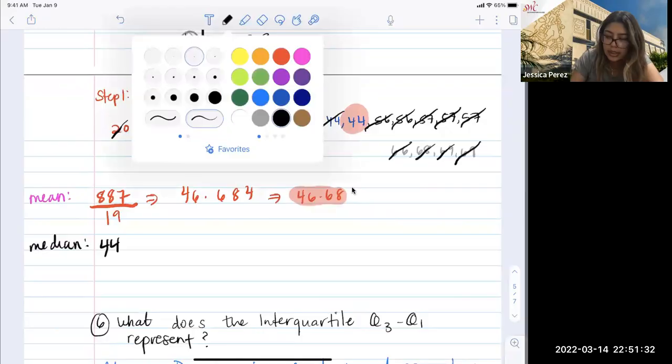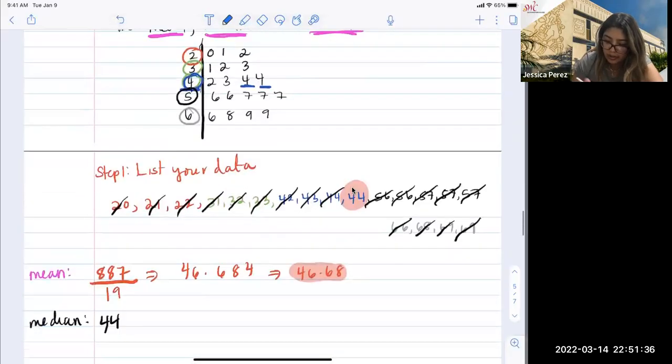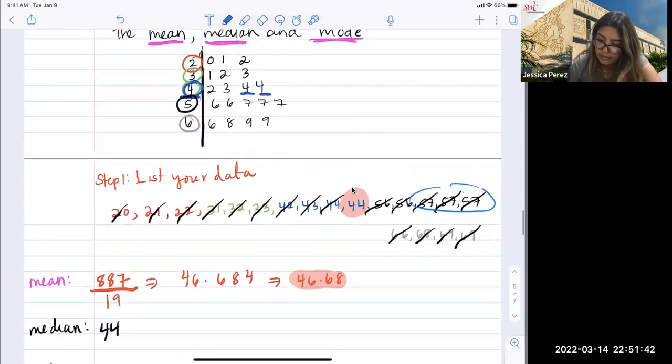And then the last piece is to find the mode. So which one repeats the most? Well, it looks like it's 57.